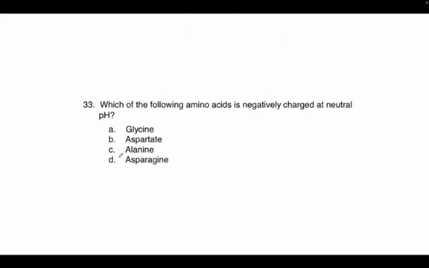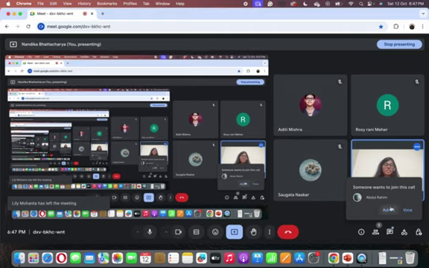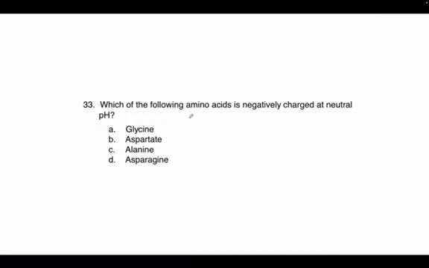Which of the following amino acids is negatively charged at neutral pH? Okay. To answer this question, you do need to know the structures of the amino acids. But from this group, there are actually two major amino acids which are negatively charged at neutral pH. One is glutamate, which we saw in one of the previous questions, and the other is aspartate.